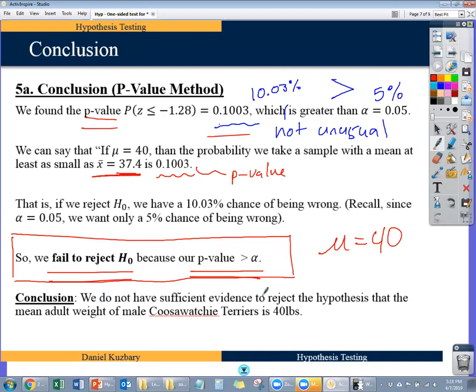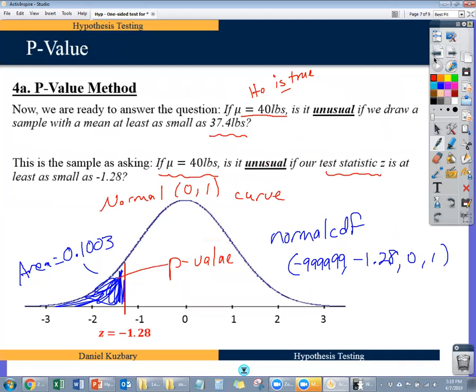So our conclusion is we do not have sufficient evidence to reject the hypothesis that the mean adult weight of male Kusawachi Terriers is 40 pounds. That's a nice way of stating our conclusion. This one uses statistical language and common language, which is helpful. Okay, so that's called the p-value method.